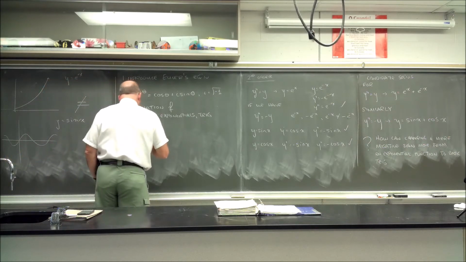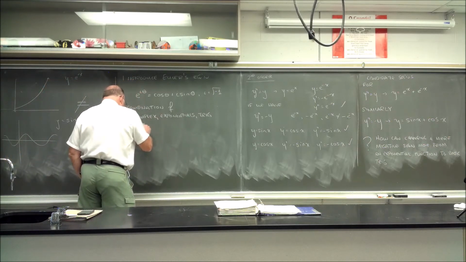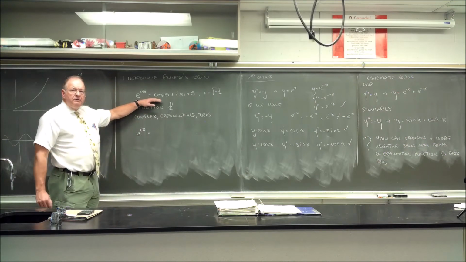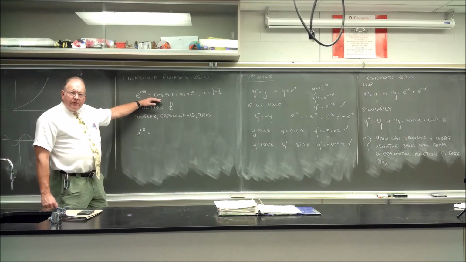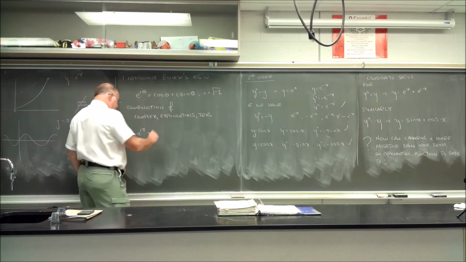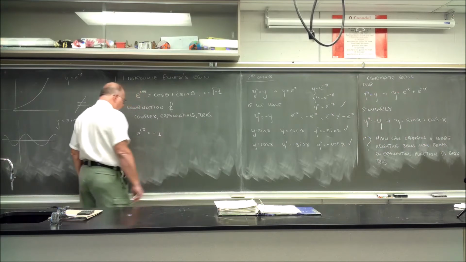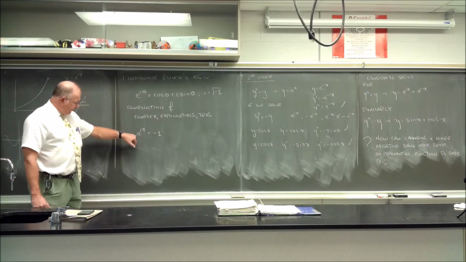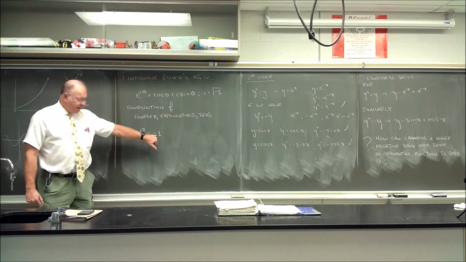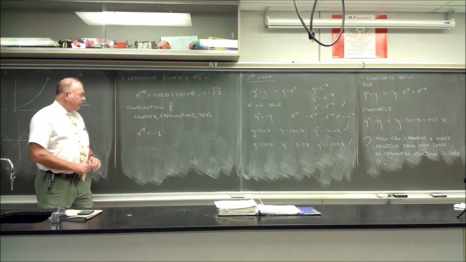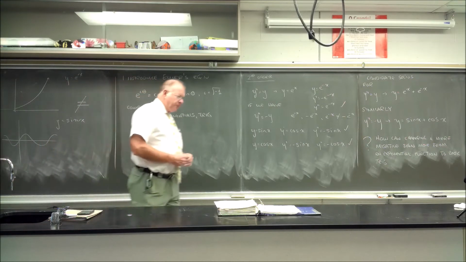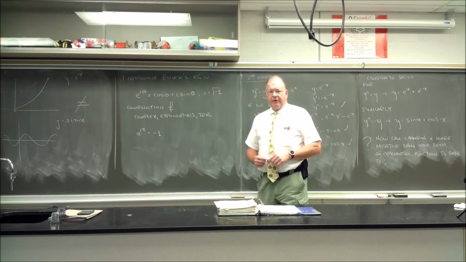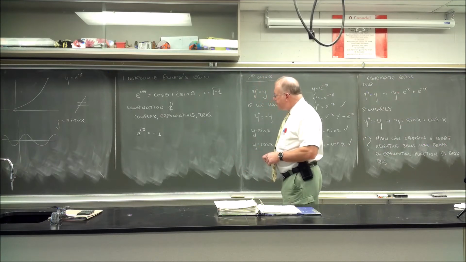Furthermore, if we do e to the i pi for a moment, well, cos of pi is going to be negative 1, and sine pi would be 0. So in this relatively simple expression here, you have exponentials, complex numbers, pi, and negative numbers. Feynman, a brilliant American physicist, said this was one of the most profound equations in physics that he saw when he was in high school and studying on his own a little bit.